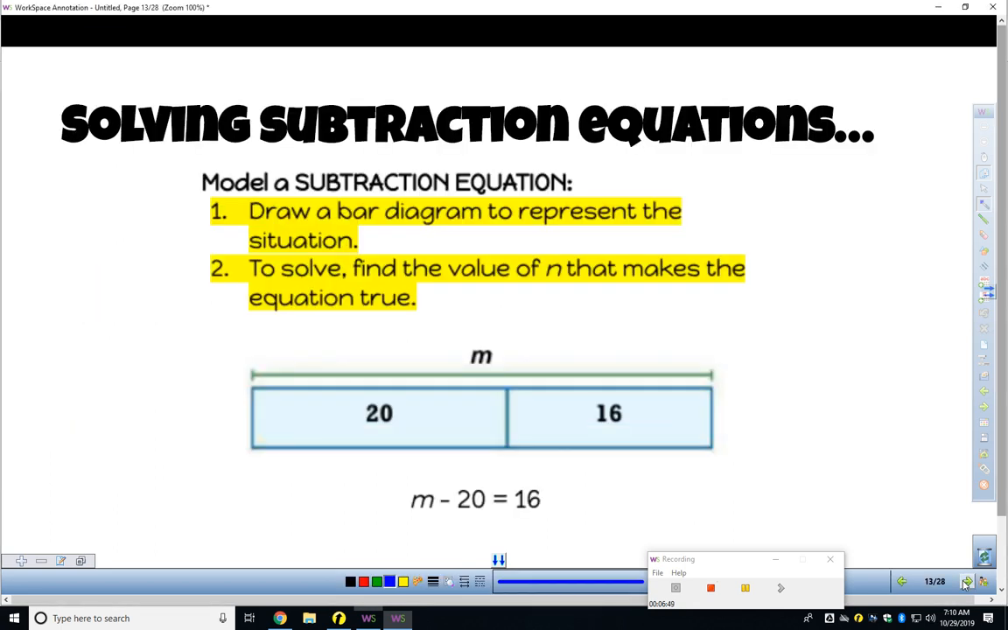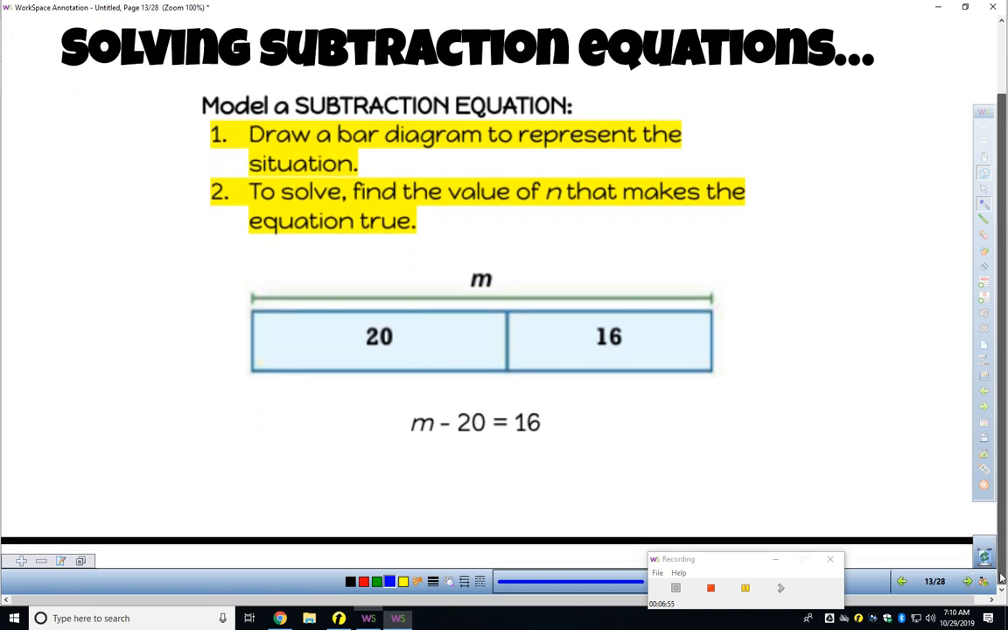Right. Let's look at some subtraction ones. Same idea here. So when you draw a picture of subtraction, it's kind of tricky, but you're really just drawing an addition expression, right? Because 20 plus 16 is going to get you this whole bar right here. And then if you go back and think about it, if I take the total that I have and I subtract one thing, I'm going to end up with the other side.